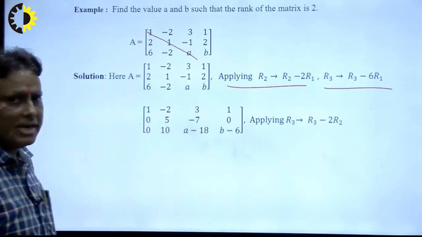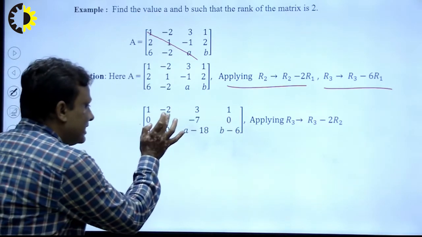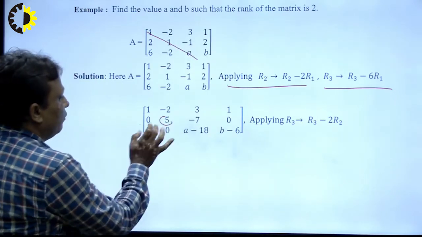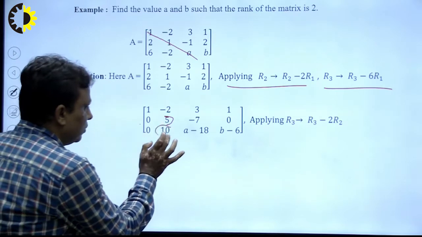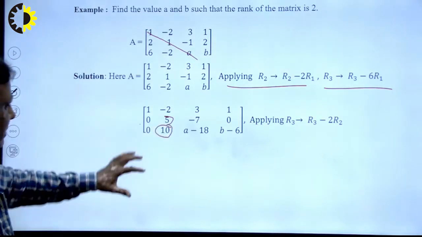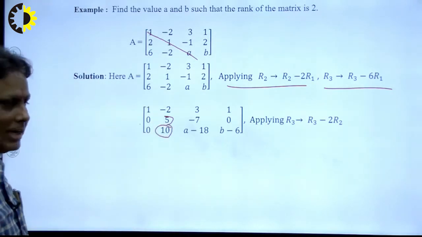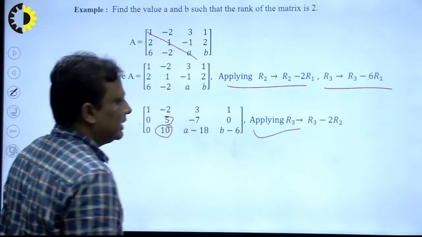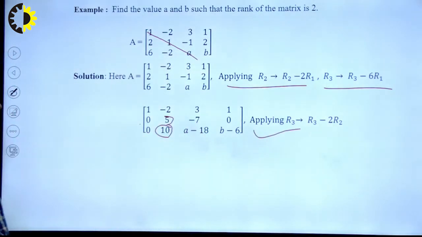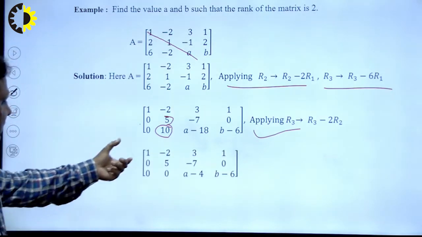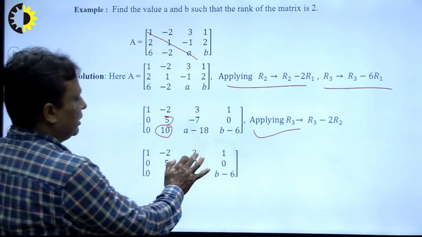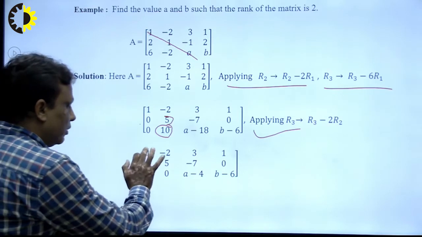Now with the help of this element, we can create this into 0. Yes, we can create it by multiplying by 2 and subtracting. So I apply the rule R3 arrow R3 minus 2 R2. So what will be the result? The result will be 1 minus 2 3 1. First row as it is, second row as it is.